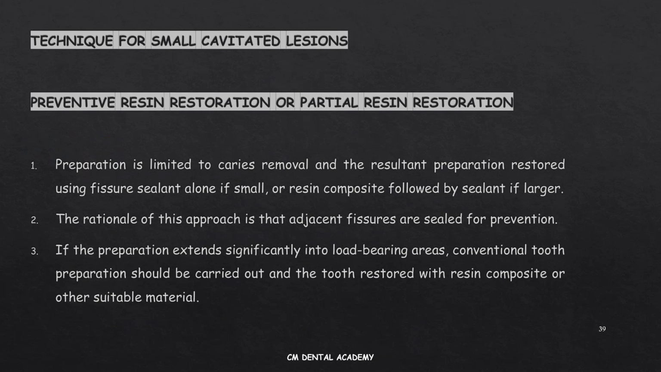Techniques for small cavitated lesions, mainly for class 1 composite restorations: preventive resin restoration or partial resin restoration. Preparation is limited to caries removal, and the resultant preparation is restored using fissure sealant alone if small, or resin composite followed by the sealant if the lesion is larger. The rationale of this approach is that adjacent fissures are sealed for prevention. If the preparation extends significantly into the load-bearing areas, then conventional tooth preparation should be carried out and the tooth restored with resin composite or another suitable material.